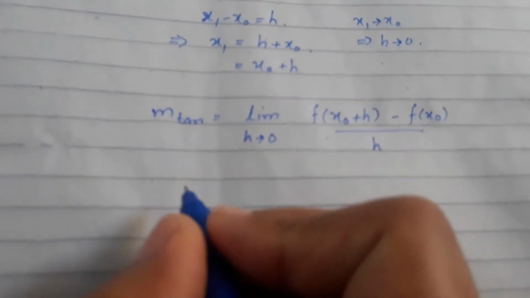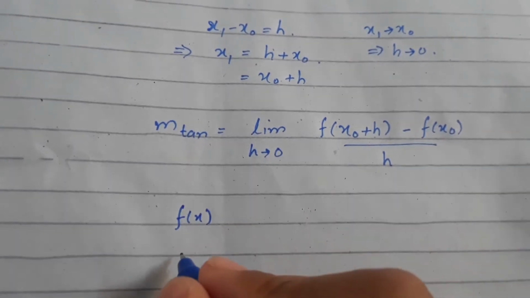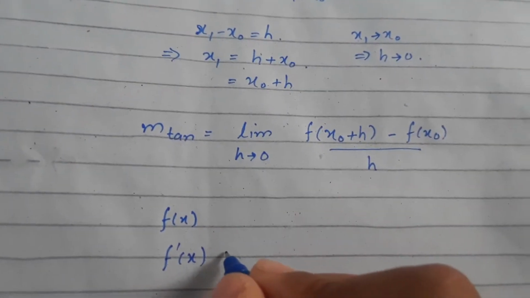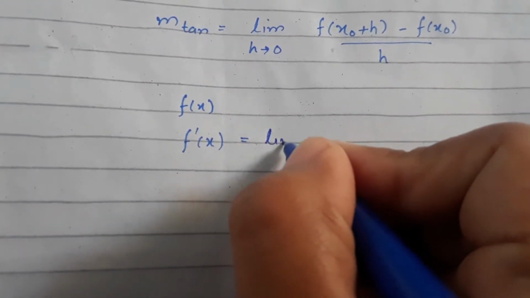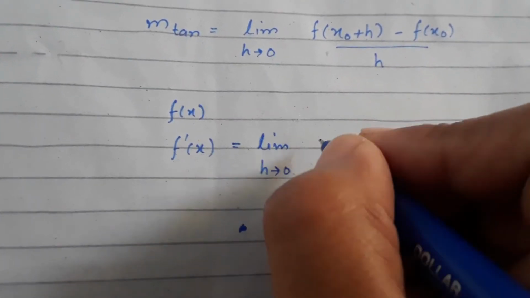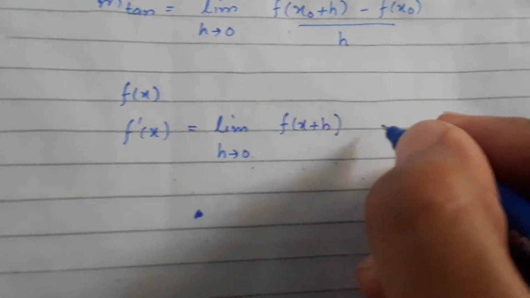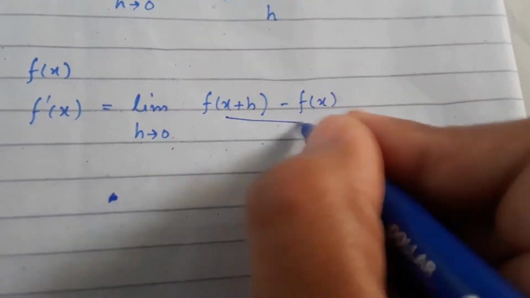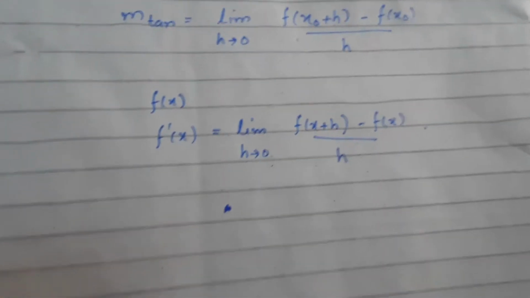So if I have a function f of x and I want to find its derivative, that is f prime of x, by definition it will come out as limit h tends to 0 or h approaches 0 f of x plus h minus f of x divided by h. This is the definition of the derivative.